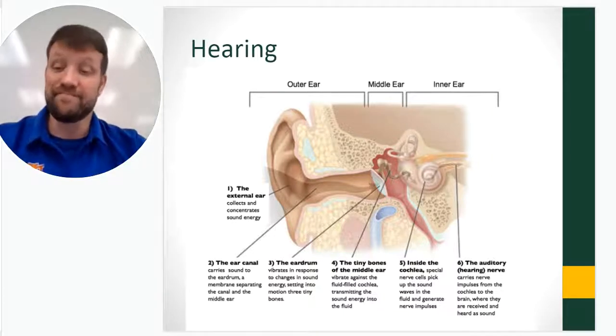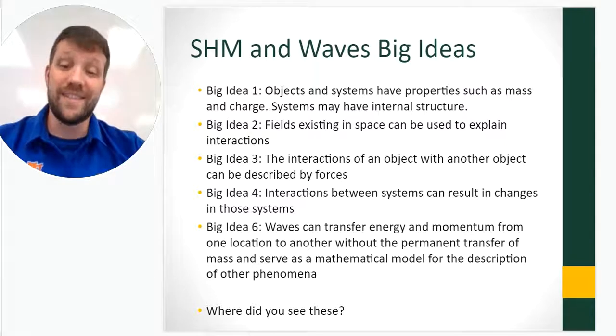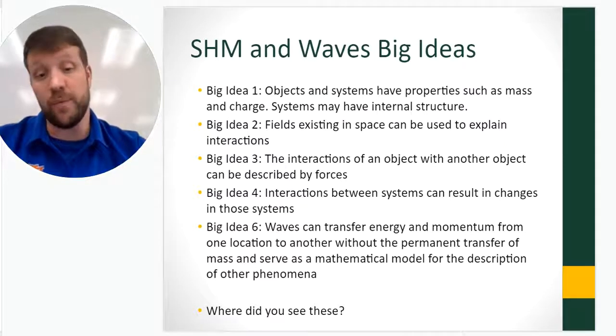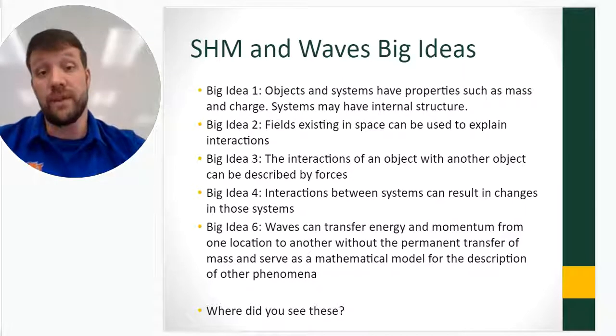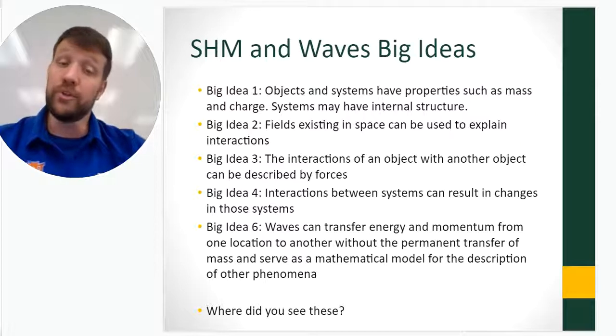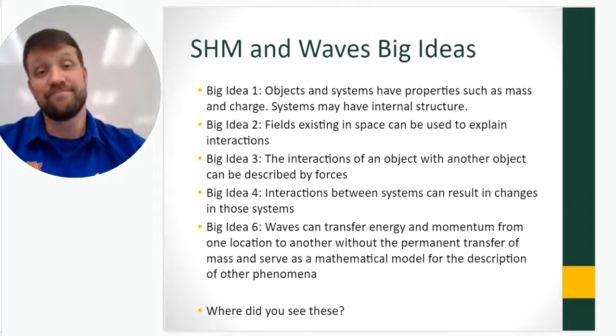All right? So, again, we hit our big ideas 1, 2, 3, 4, and we had this new 6, where waves can transfer energy and momentum from one location to another without the permanent transfer of mass, and this serves as a mathematical model for the description of other phenomena. So I hope you learned something new today, and we'll continue to expand upon this stuff in this unit. Thanks for being here.